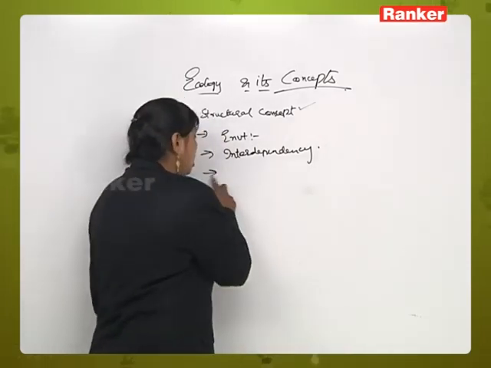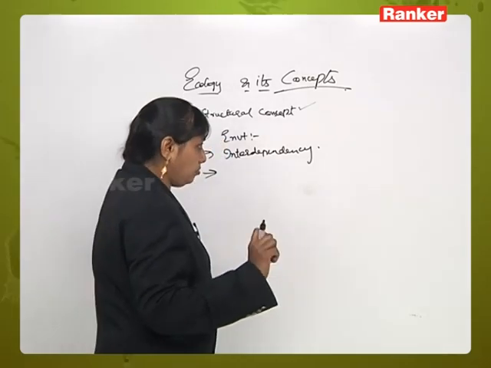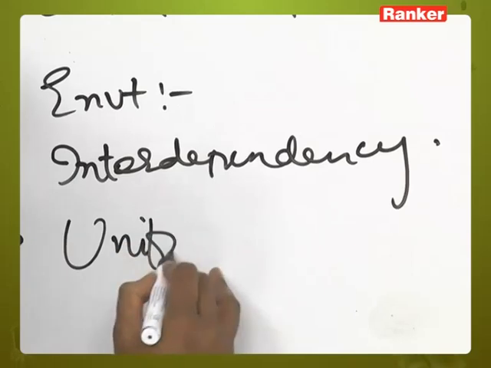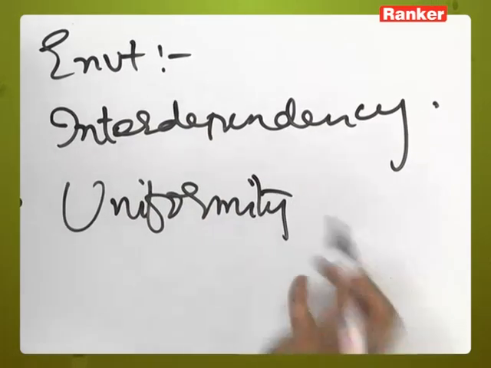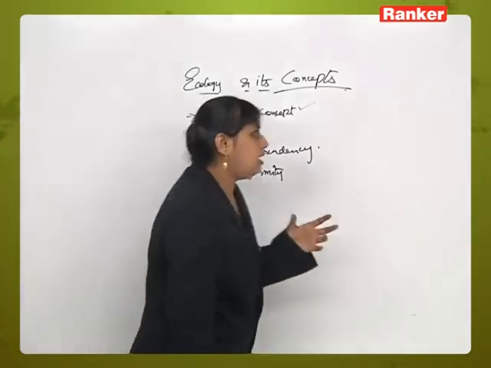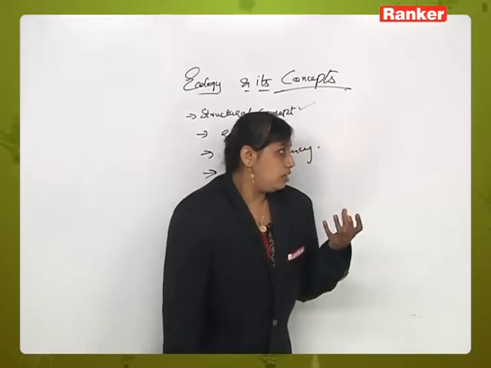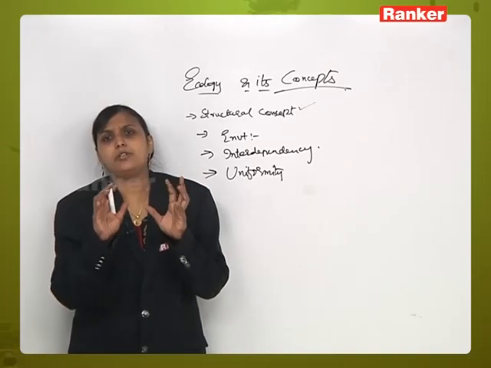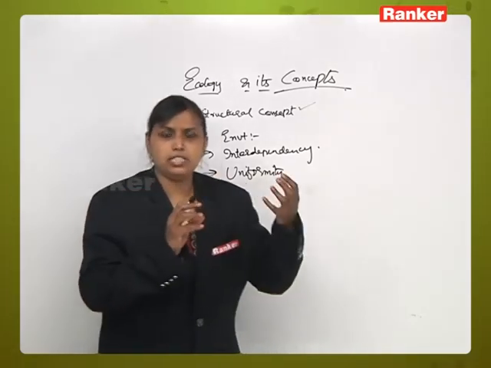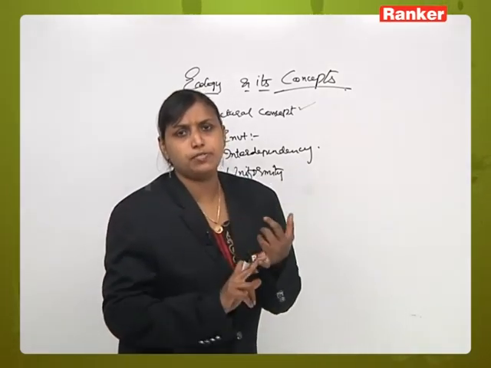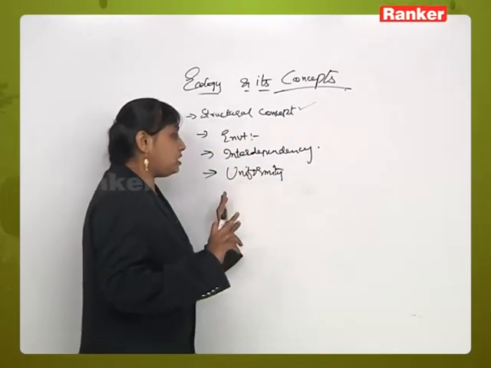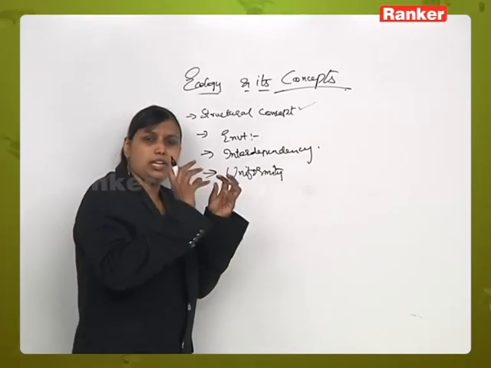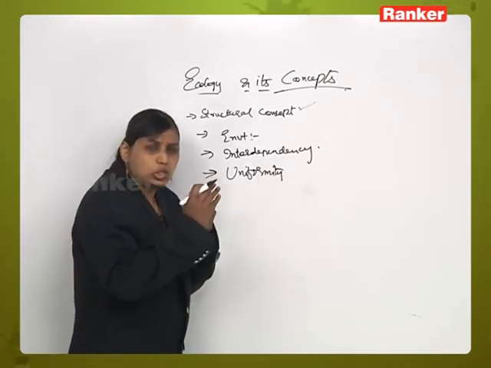Next, there is a concept we can call uniformity. In an environment, an organism or a species has its own individuality and specificity. The interaction between the environment and the organism will try to bring about uniformity between the two.